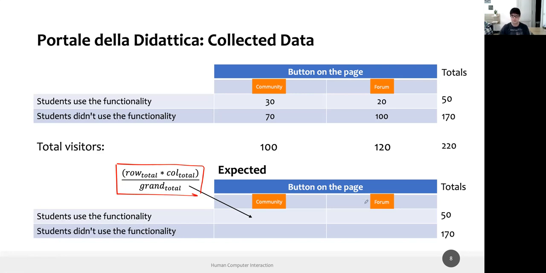And we are doing this because we need to preserve the totals on the rows and on the columns, obviously also the grand total here. So we need to put here numbers that are consistent with the totals for each row and for each column. And in this case, we have two rows and two columns, but the same formula applies if you have multiple rows and multiple columns.